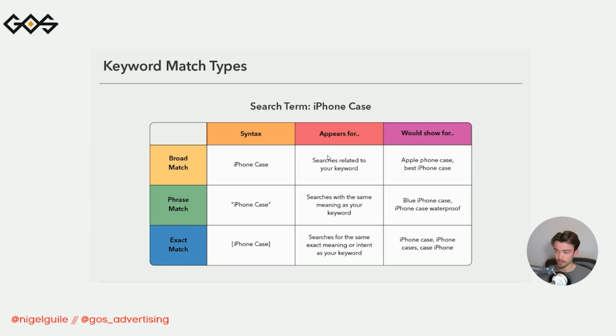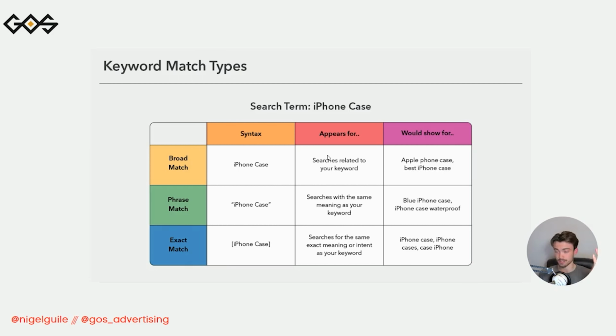So it's very broad. Like what kind of iPhone case? It could be anything, right? So it would show for Apple phone case, best iPhone case, worst iPhone case. There's a ton of different things that would pop up for this broad match. Phrase match is different, right? So that would be searches with the same meaning as your word. So it has to have phone case in there that would describe the phrase. So blue iPhone case or iPhone case waterproof, right? It gets a little bit more narrow, the phrase match.